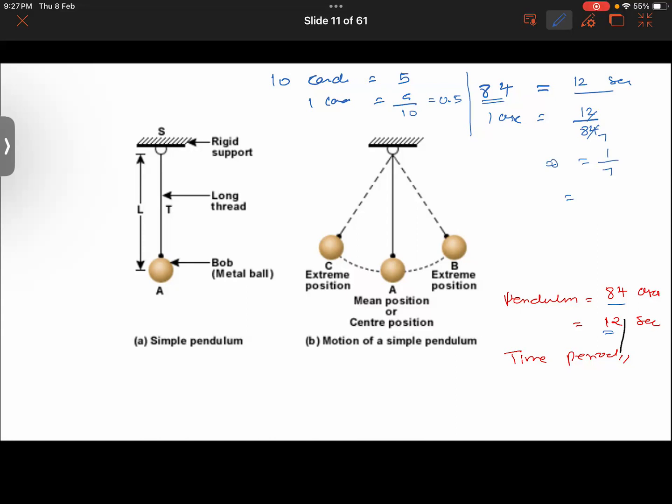Okay, now you will be getting the value in decimal. Are you guys getting this or not? Please do let me know.